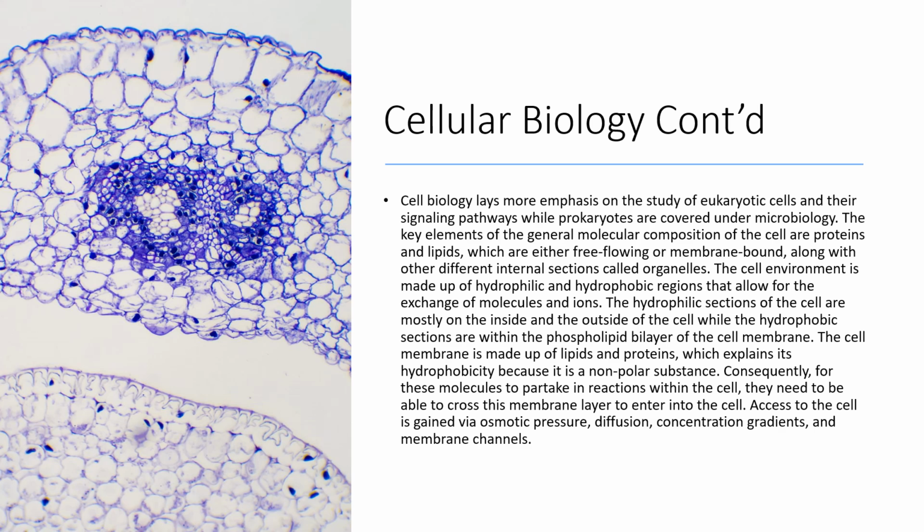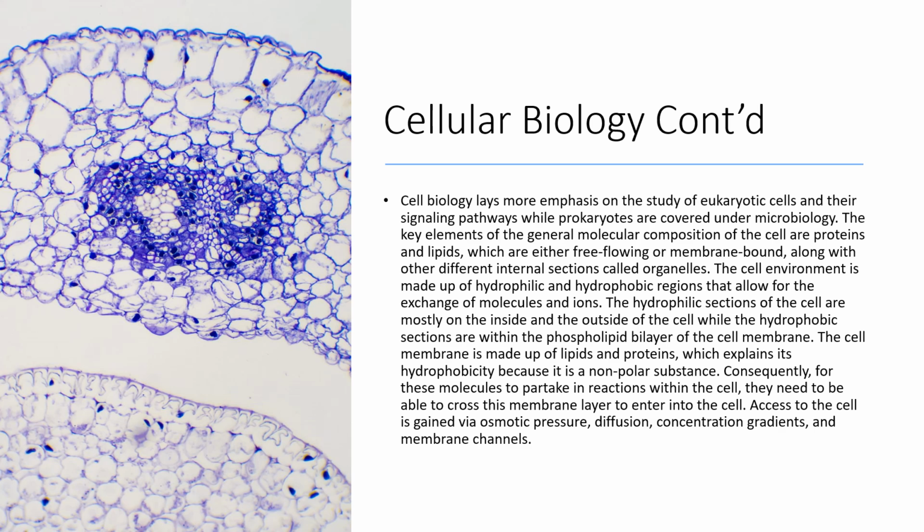The cell environment is made up of hydrophilic and hydrophobic regions that allow for the exchange of molecules and ions. The hydrophilic sections of the cell are mostly on the inside and the outside of the cell, while the hydrophobic sections are within the phospholipid bilayer of the cell membrane.